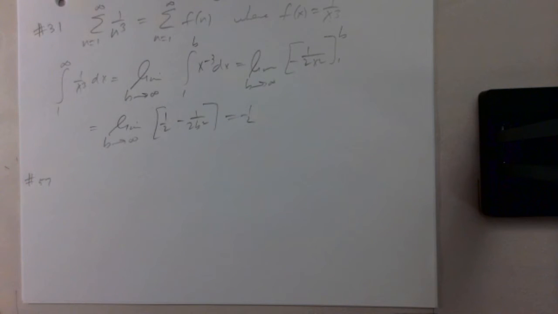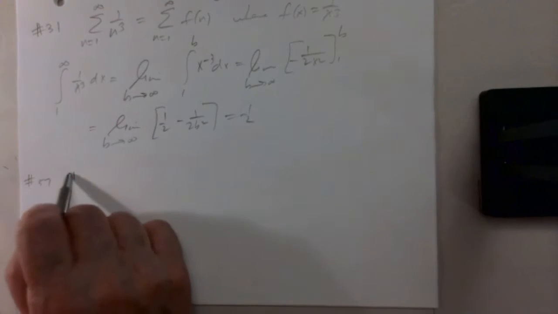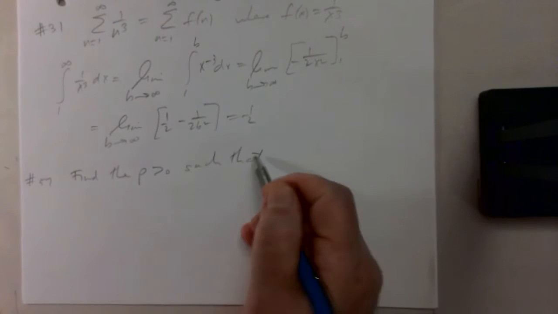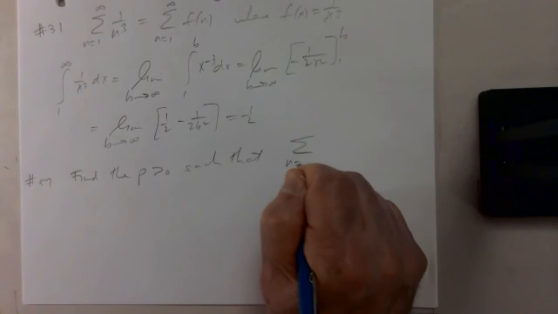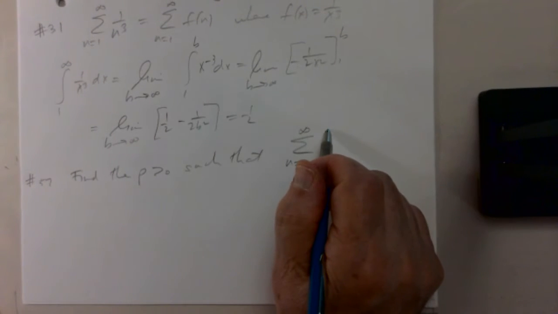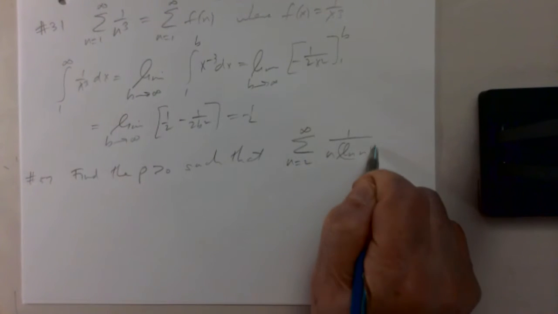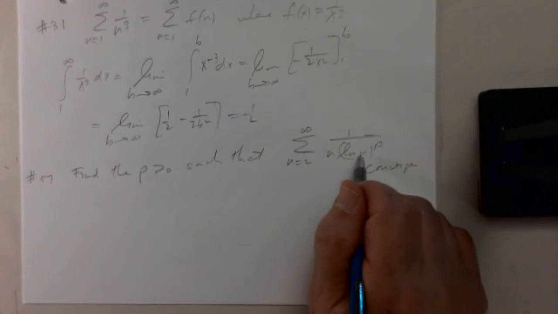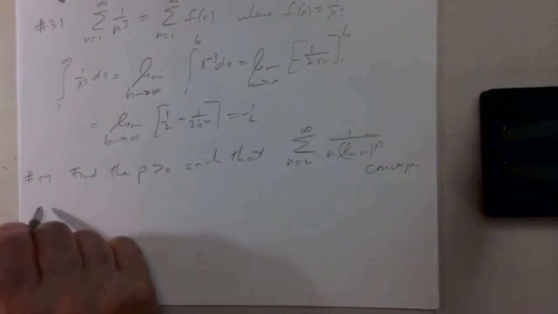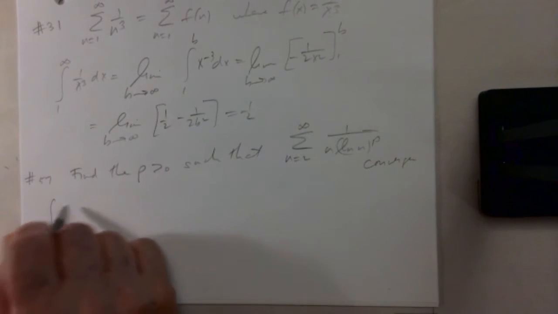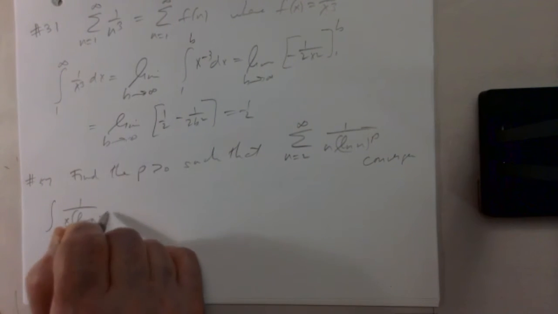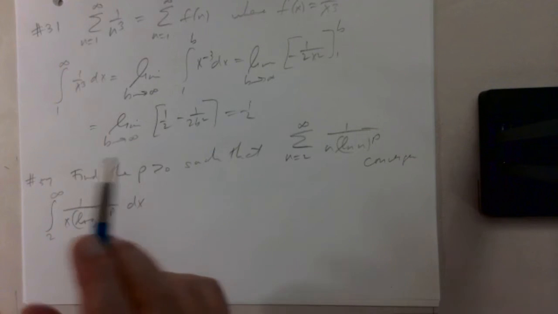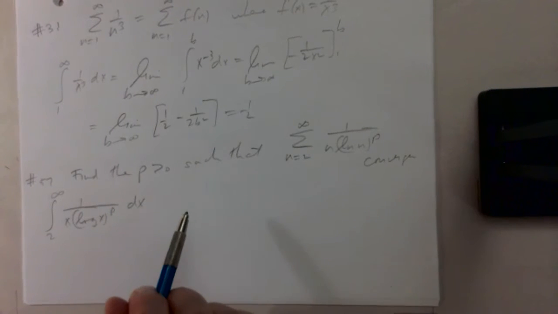Number 57 is more interesting. It says, find the positive values of p such that the infinite series n goes from 2 to infinity, 1 over n log n raised to the power of p, converges. And we start with 2 because when n is 1, log 1 is 0, so I can't divide by 0. So we want to compare this to the integral of the function 1 over x log x to the p dx. Let's say we go from 2 to infinity. If this integral exists, this series converges.